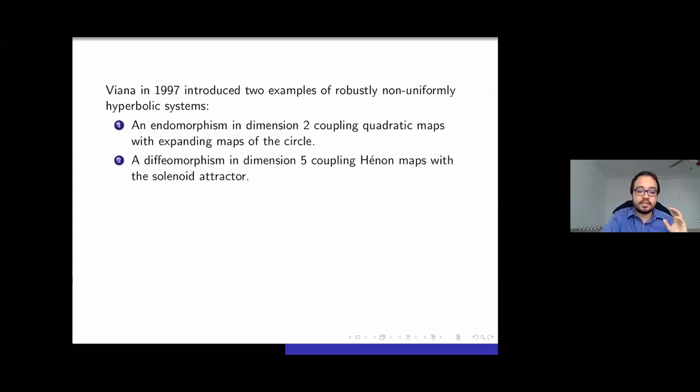I'm not defining these things, but if you know the names, it's okay, but I'm not going to use them. It's just to give an idea where the example came from. So you couple these maps with a solenoid attractor, which is hyperbolic on the base. And he proves in his paper robust non-uniform hyperbolicity of these systems for this type of construction.